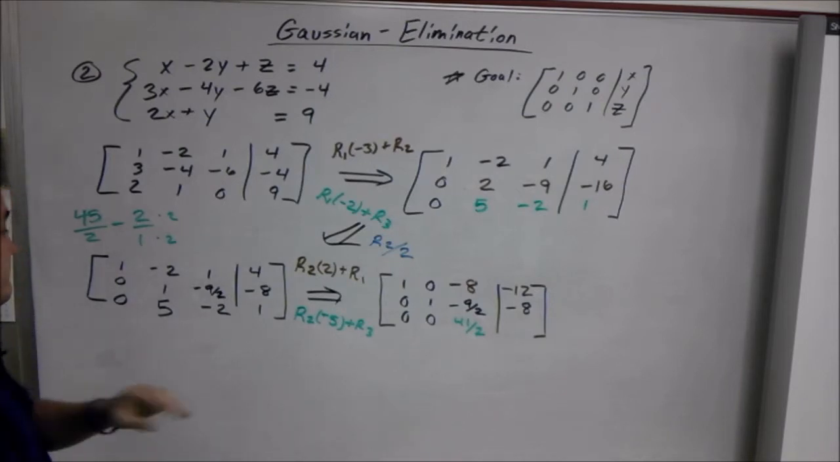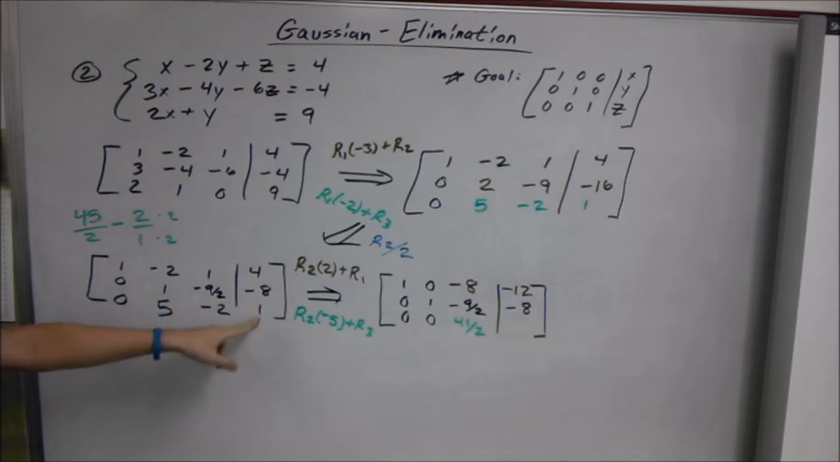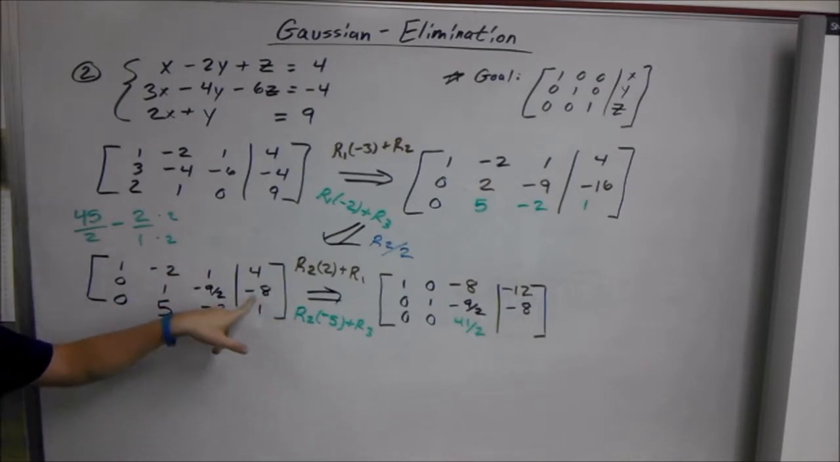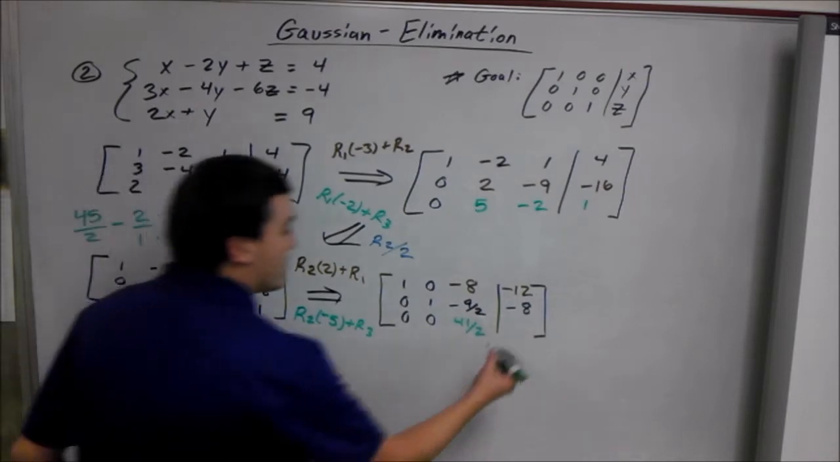And then, we'll do the same thing here. We're multiplying by negative 5, adding it to negative 8. So we have negative 5, we're multiplying row 2 times negative 5. Negative 8 times negative 5 is 40, plus 1 is 41.